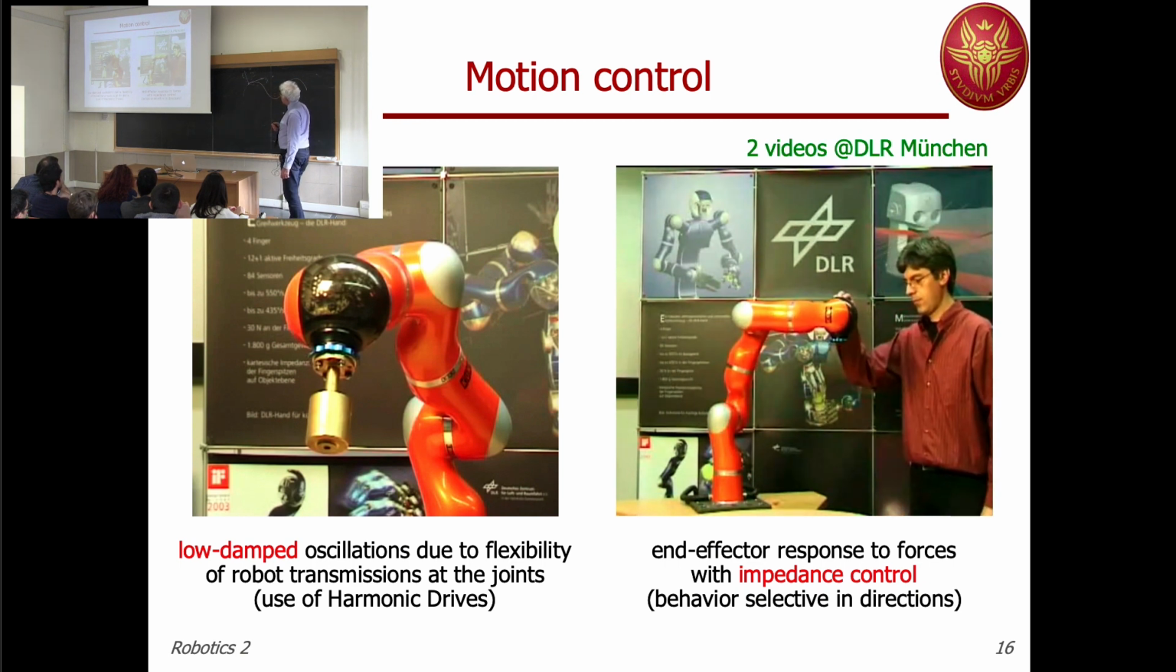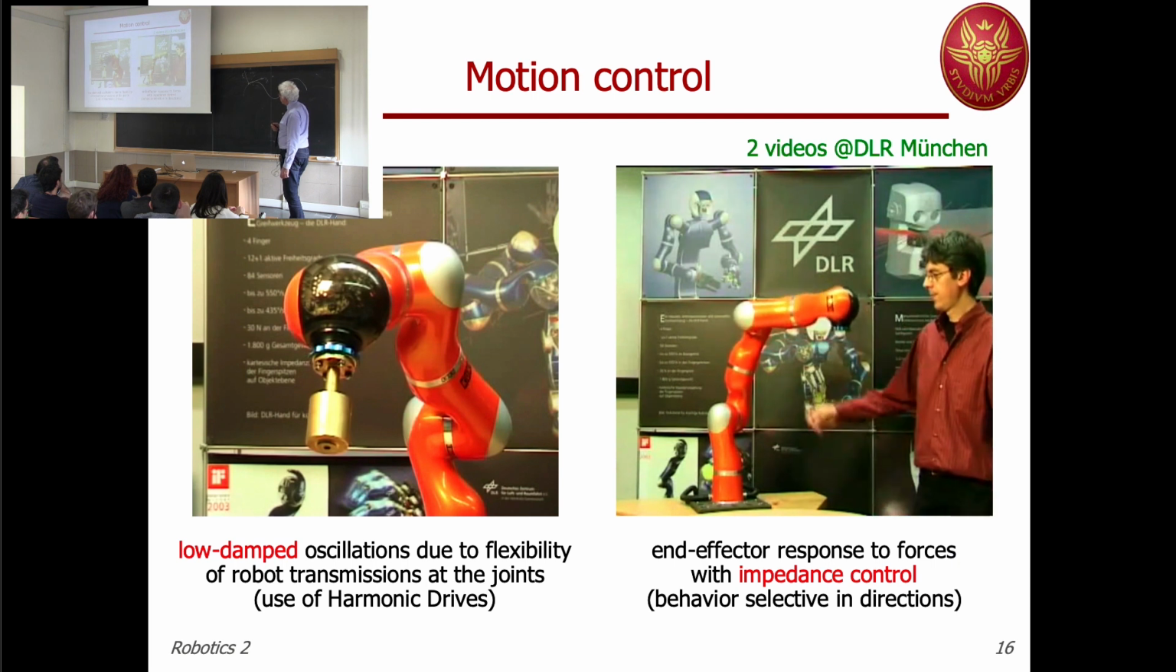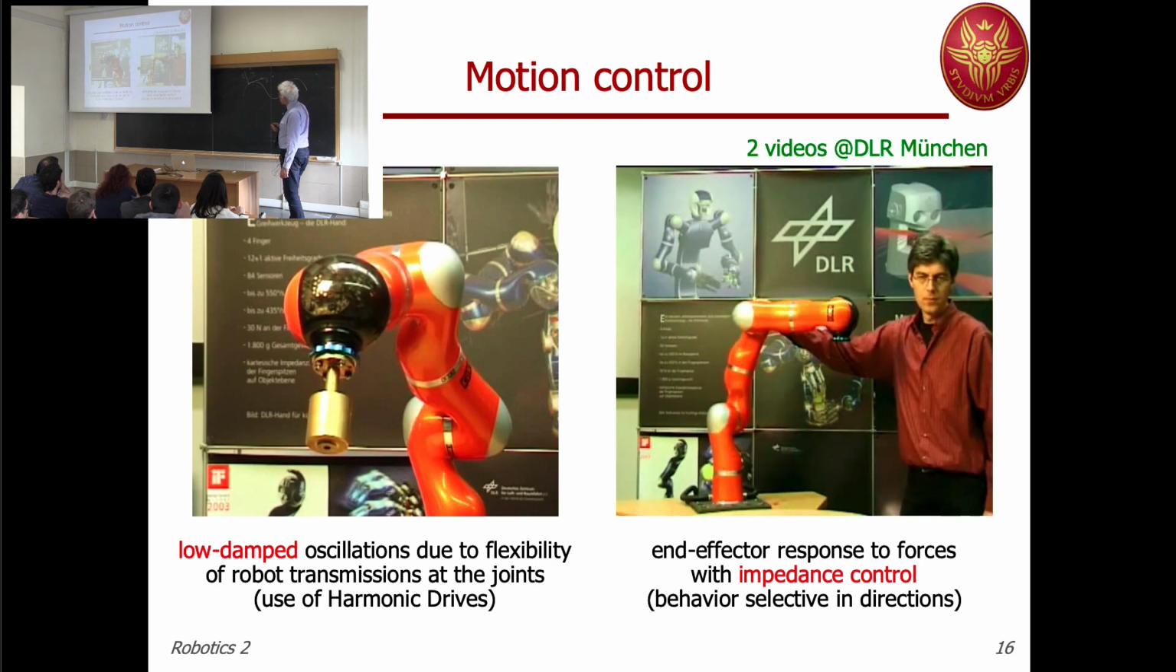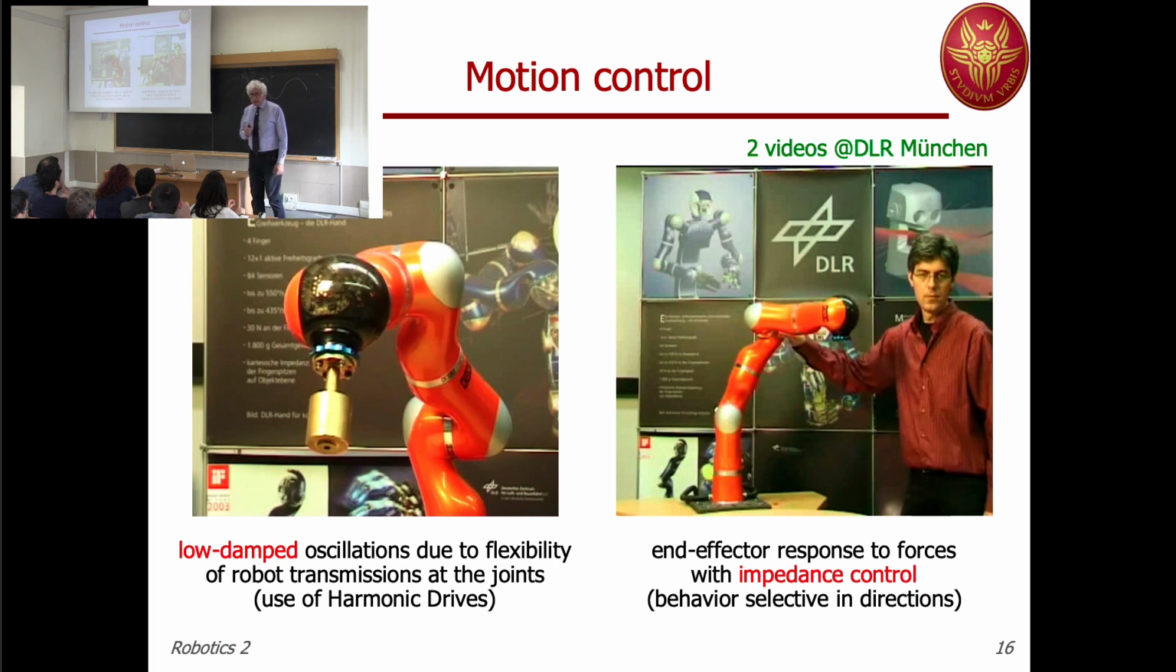The other thing that you may have seen is that you can also fix the end effector position and orientation, like in this condition, and now you can move around the structure without changing the pose of the end effector. And now you are exploring the redundancy of the structure.